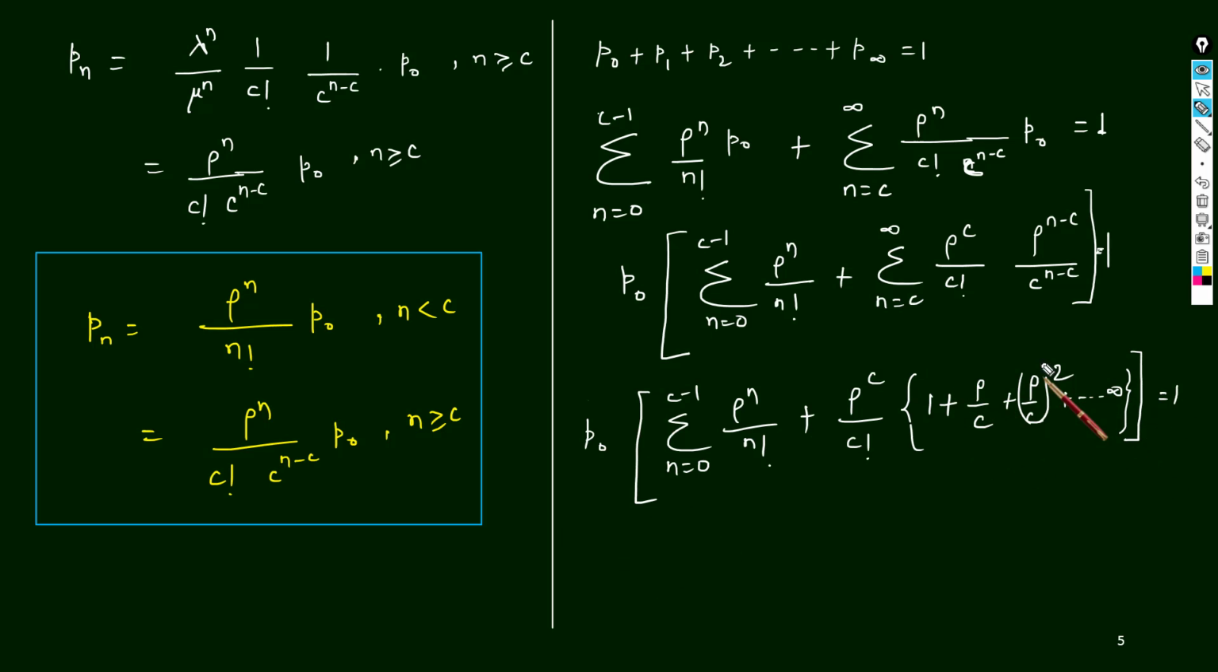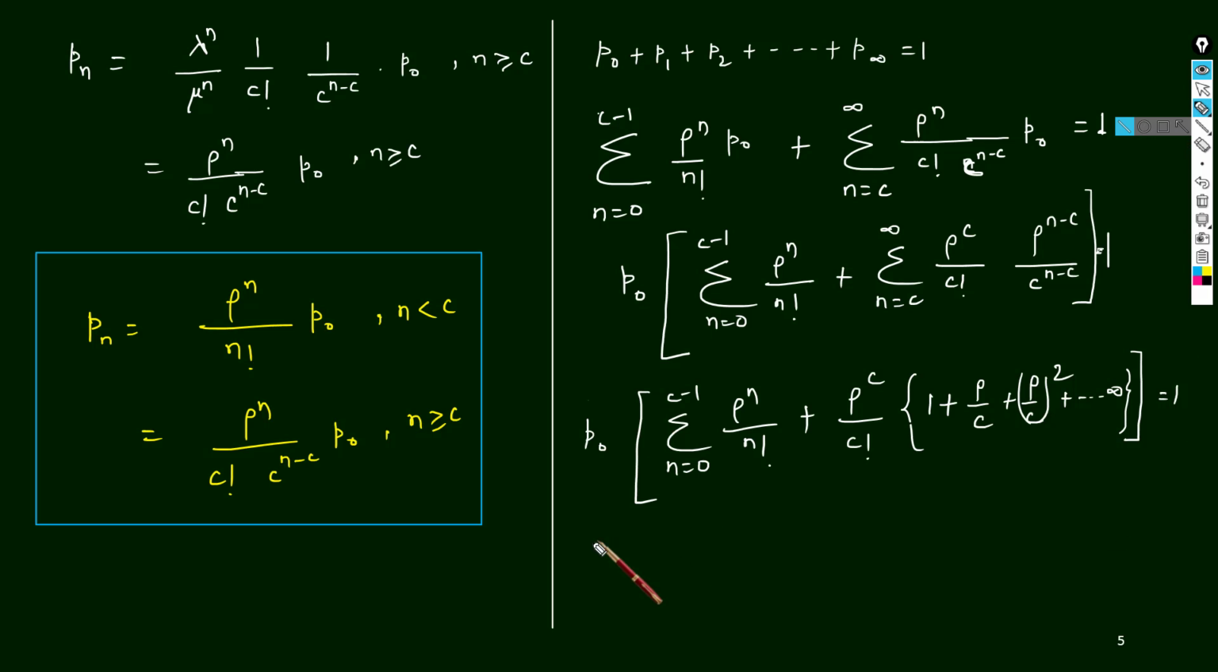So now this is going up to infinite, and what is rho by c? We have already assumed that this is less than 1. So this is a geometric progression with r less than 1. So what will be the summation? What is the formula? 1 upon 1 minus r. This is the summation. Okay, so we will use this formula only.